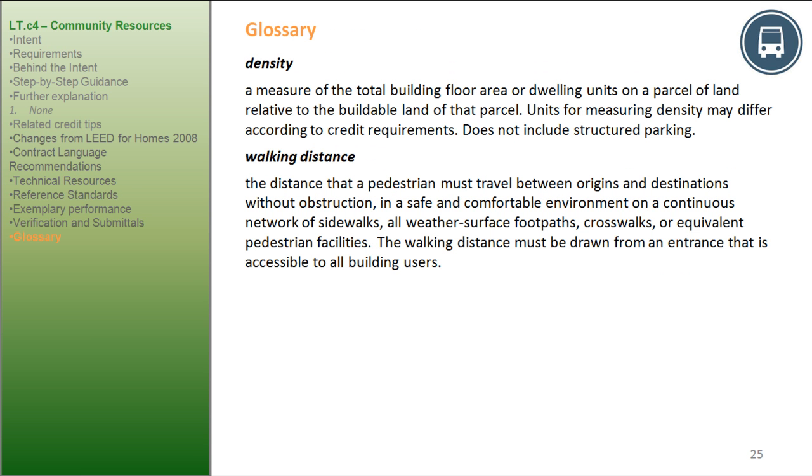Glossary or definitions of terms. Density. A measure of the total building floor area or dwelling units on a parcel of land relative to the buildable land of that parcel. Units for measuring density may differ according to credit requirements, does not include structured parking. Walking distance. The distance that a pedestrian must travel between origins and destinations without obstruction, in a safe and comfortable environment on a continuous network of sidewalks, all weather surface footpaths, crosswalks, or equivalent pedestrian facilities. The walking distance must be drawn from an entrance that is accessible to all building users.